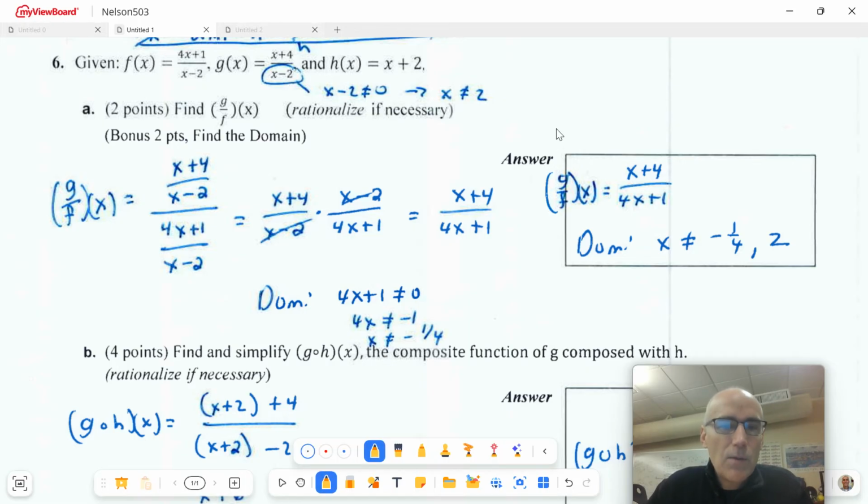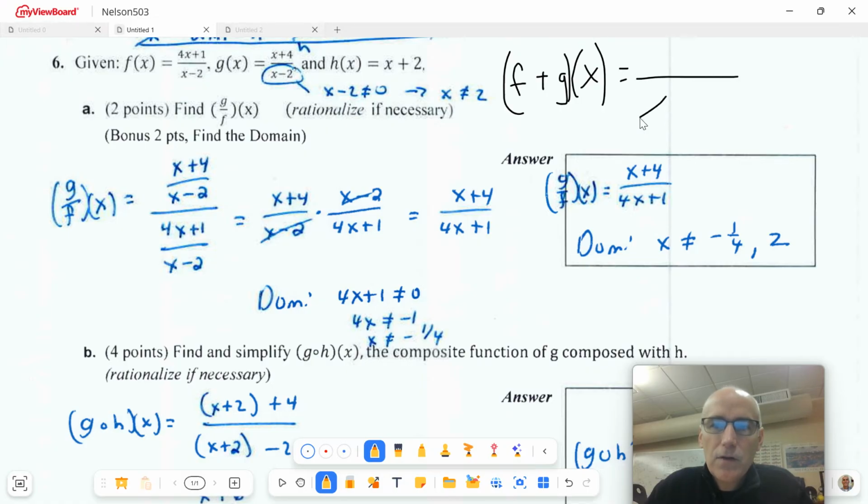Let me see if I can write that with my mouse, because I don't really feel like getting out the pen tool. So if I had f plus g of x, since they had the same denominator of x minus 2, I could just add their numerators together. So I get 4x plus x is 5x. So we get a 5x, and then a 1 plus a 4 would be 5. That's a terrible x. Plus 5. I hope I'm making that clear.